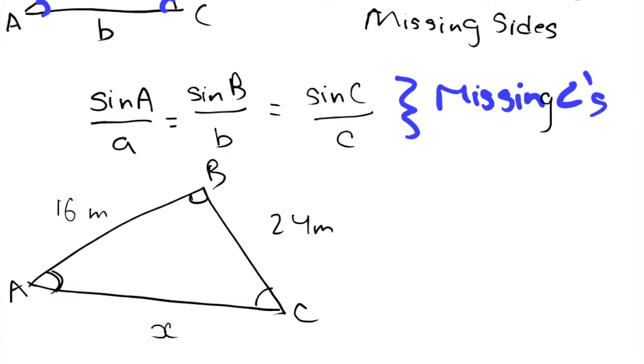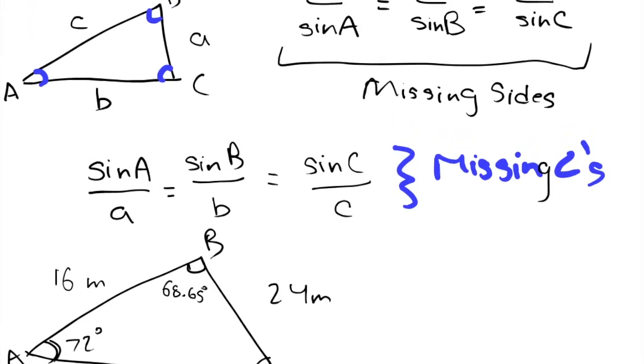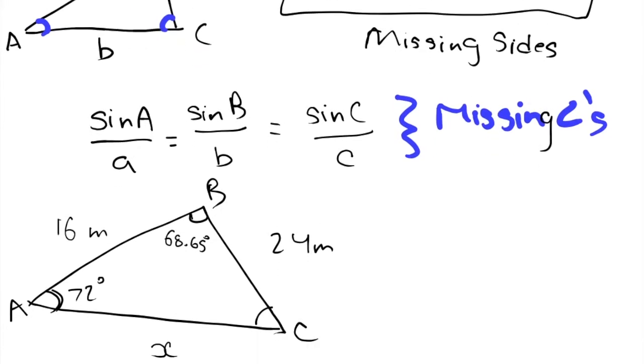We also know that angle B is 68.65 degrees, and we also know that angle A is 72 degrees. Now, what we want to solve for is side X. So let's solve using the missing sides ratio. The missing side ratio states that all the sides have to be on top, and the sine of all the angles has to be on the bottom.